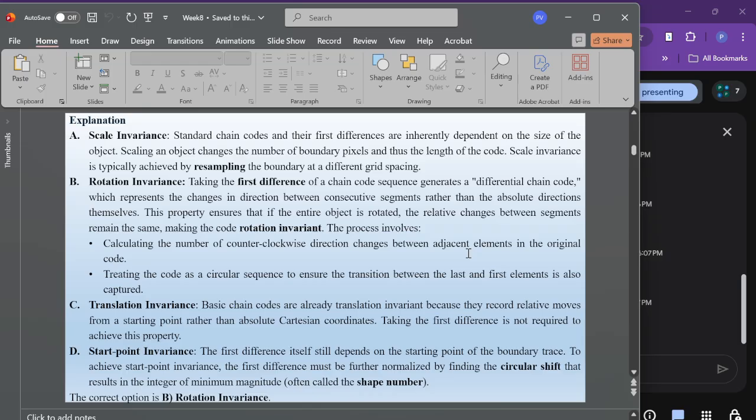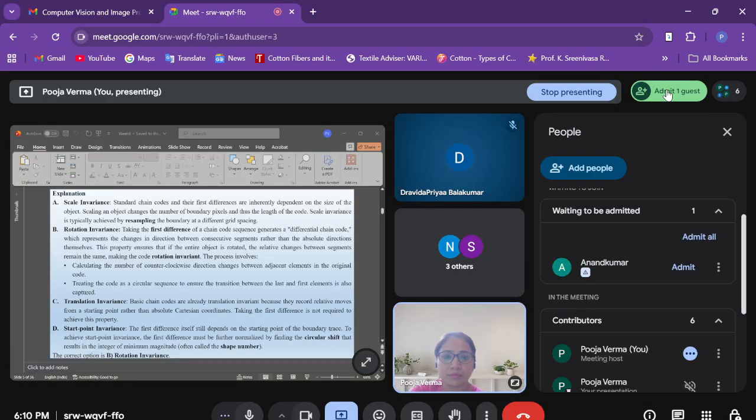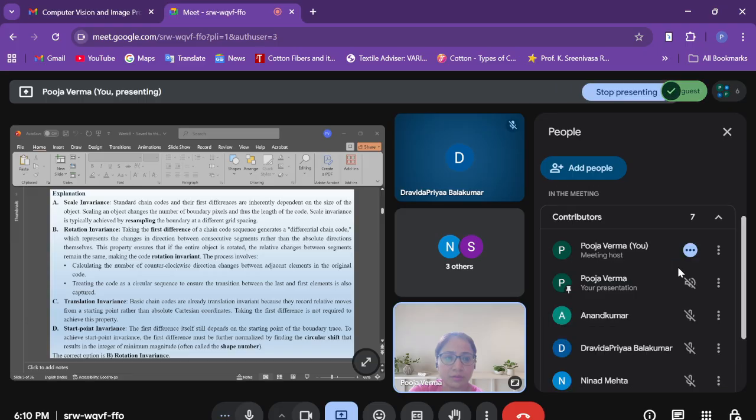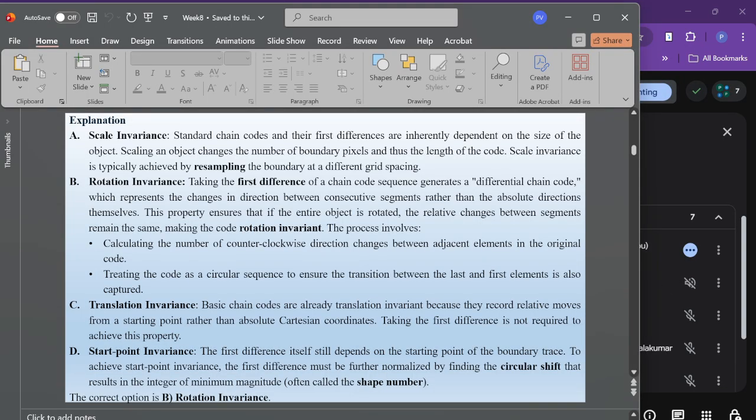And our last option is start point invariance. The first difference itself still depends on the starting point of the boundary trace. To achieve start point invariance, the first difference must be normalized by finding the circular shift that results in the integer of minimum magnitude. That is also called the shape number. So the correct option is rotation invariance.